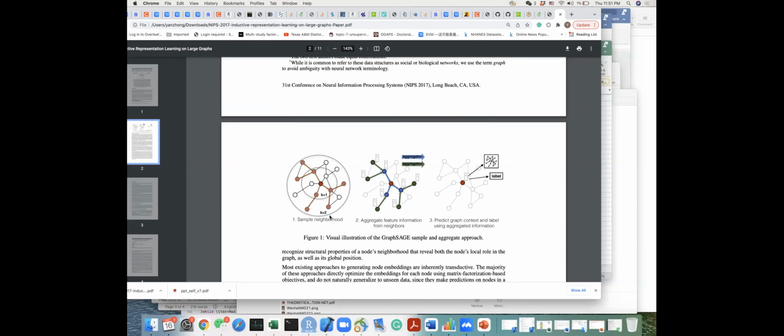Okay. Yeah. For the next step, you need to determine, after the sampling, how he aggregates all the features from its neighborhoods to the center point. Yeah, that is the key point.